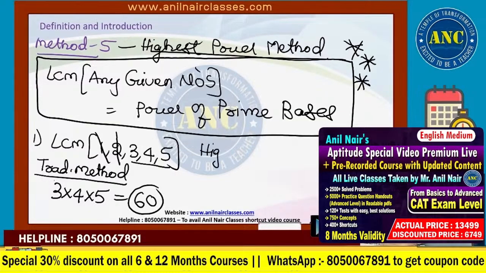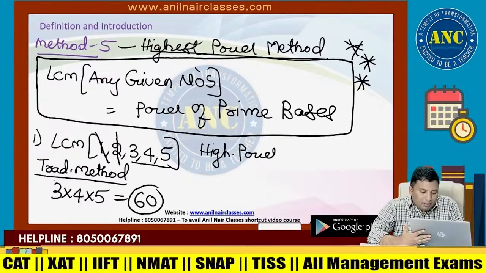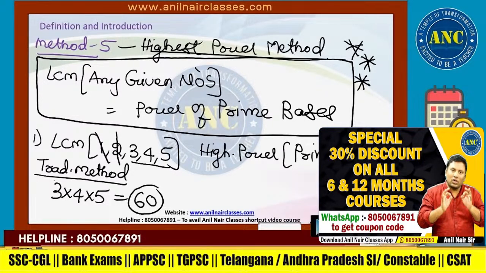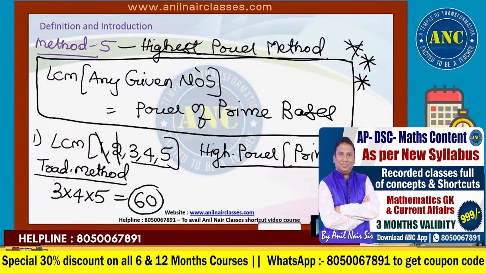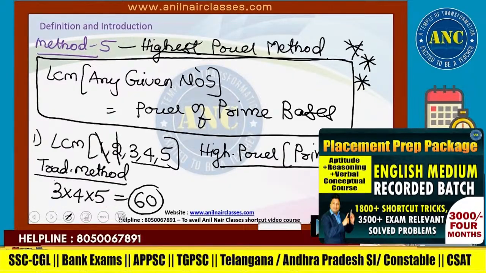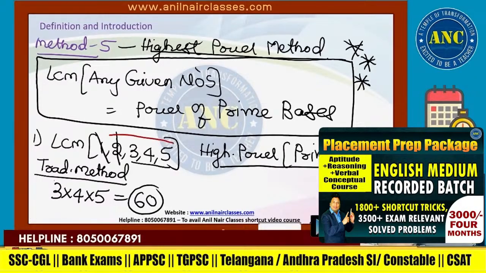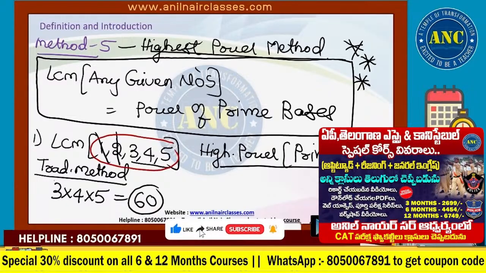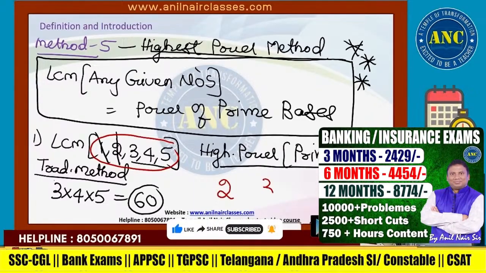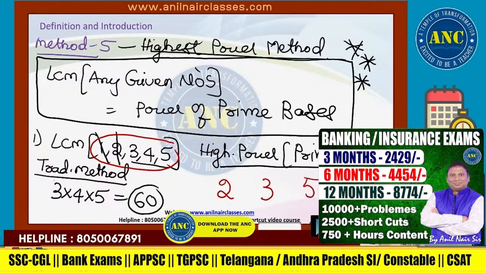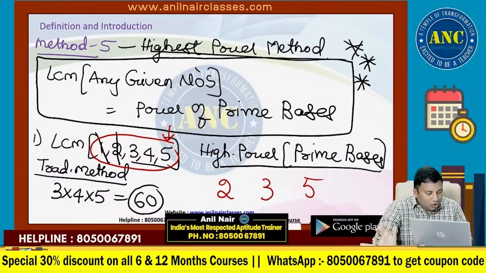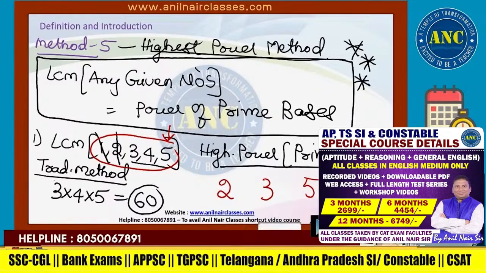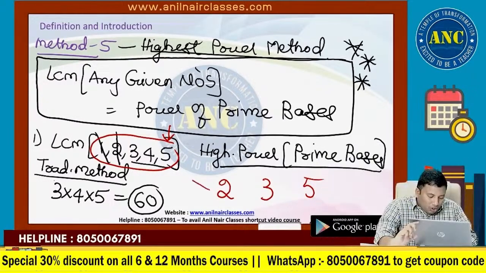Highest power method based on prime bases. Listen carefully. 1, 2, 3, 4 and 5. Natural numbers are written up to 5. What are all the prime numbers till 5? The prime numbers till 5 are 2, 3 and 5. The largest number is 5. What is the highest power of 2 that goes up to 5?